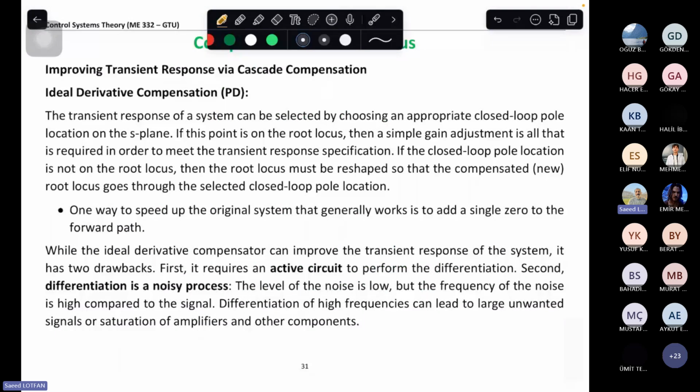The transient response of a system can be selected by choosing an appropriate closed loop pole location on the S-plane. If this is on the root locus, then a simple gain adjustment is all that is required to meet the response specifications, as I discussed. But if that point is not on the root locus, we have to add some single zeros to the system in the feed forward. So based on PD, the compensator transfer function is s plus some z of the compensator. This is adding some derivative with some proportionality to the system. Differentiation is a noisy process in terms of mathematics, so it requires active circuits first of all, which is expensive, and also it's a noisy process, which we can discuss next.